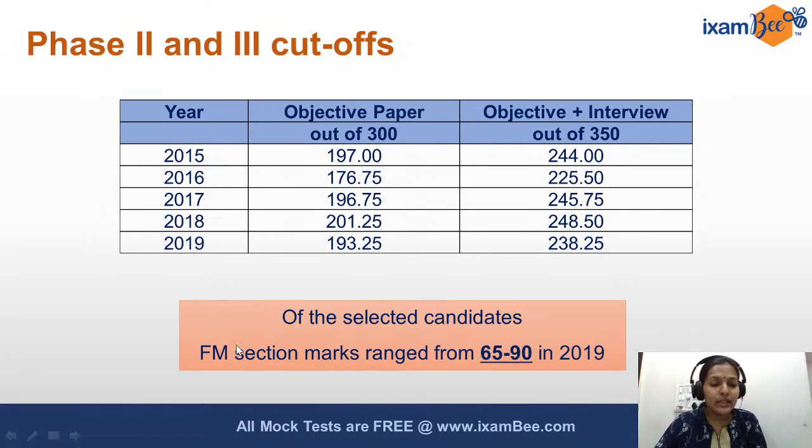If I talk only about the FM section, the marks have ranged for the selected candidates. We don't know for everybody, but for the selected candidates, the FM marks have ranged from 65 to 90. Yes, as high as 90 people have got in the 2019 RBI Grade B paper. So it's very possible, there are people who are doing it. Now somebody may ask me, maybe these are finance people.